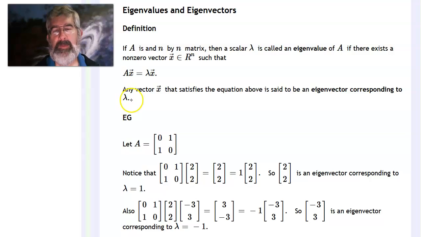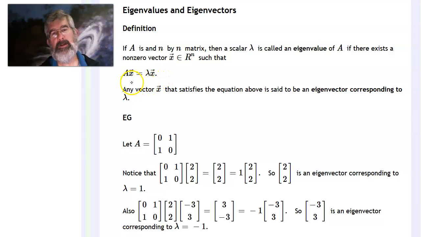Here's the definition. If A is an n by n matrix, then a scalar lambda, you could use any constant you want, but for whatever reason we use the Greek letter lambda to do this. This is called an eigenvalue of the matrix A if there exists a non-zero vector x in Rn such that A times x equals lambda x.